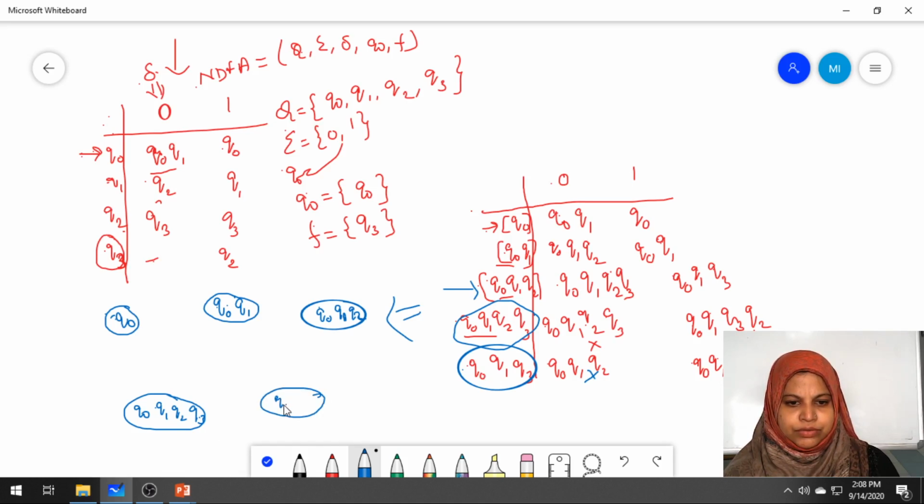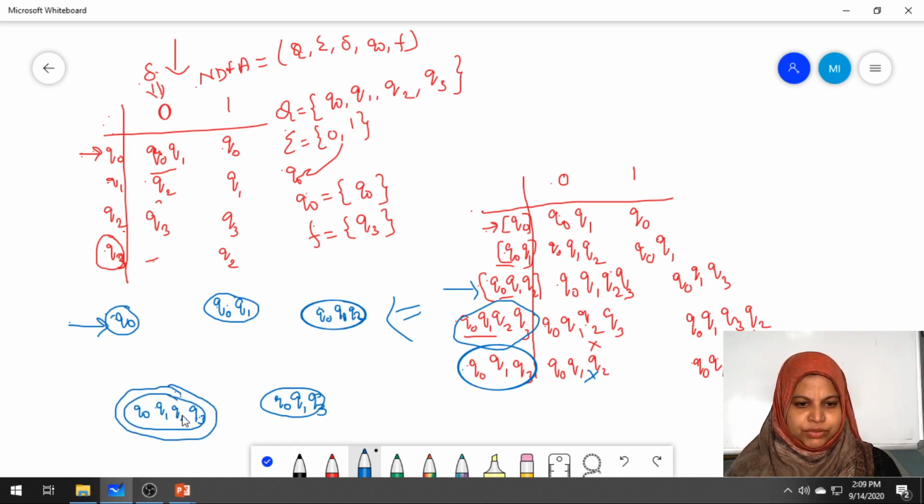So, Q naught Q1 Q3. Here in this case, which one is the initial state? See here, Q naught is the initial state. So, we have to write this one, Q naught is the initial state. So, we have to indicate by this arrow mark. Now, which one are the final state? Q naught Q1 Q2 Q3. So, this is also the final state. So, we have to double circle this one.